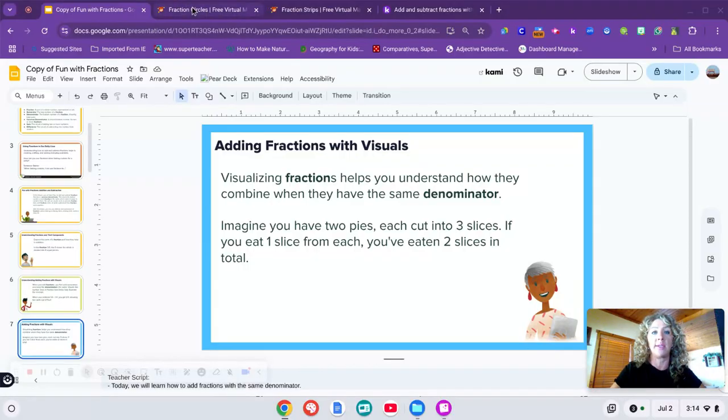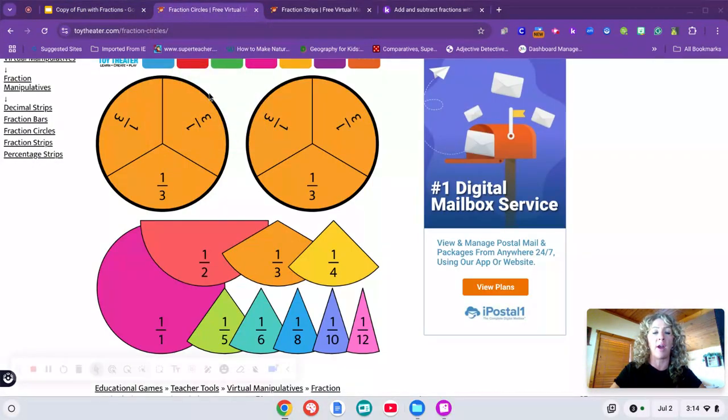you've eaten 2 slices. So let's take a look at our fraction circles. So I have our fraction circles divided into 3 pieces each. So here's our 2 pies. And if we eat 1 piece from there, first pie, and 1 piece from the second pie, we've taken out 1/3 and 1/3. That's 2 slices. So 1/3 and 1/3, we've taken out 2 1/3s. So 1/3 and 1/3 would be 2/3.